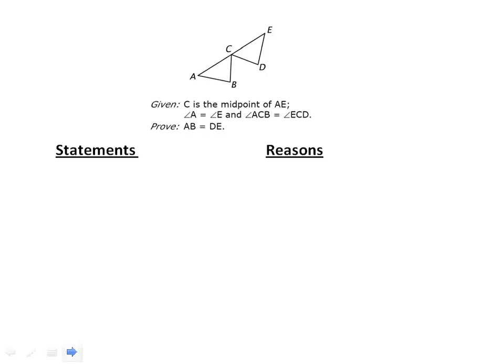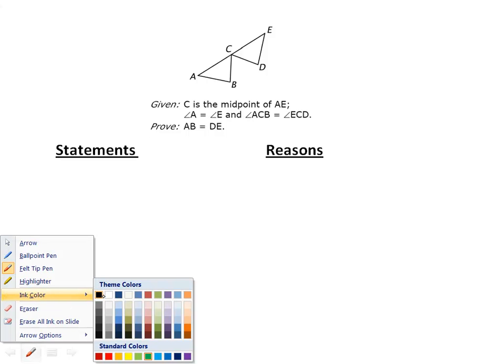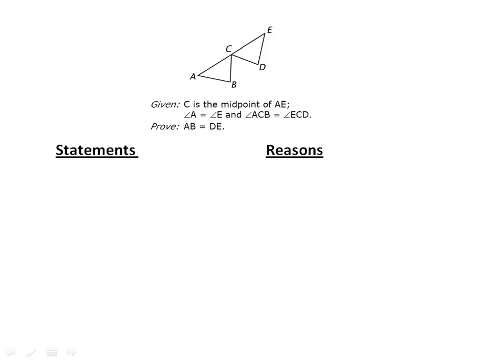All right, given C is the midpoint of AE. Angle A equals angle E, and angle ACB equals angle ECD. Well, let's mark this figure up. Always start with that. Okay, so angle A equals angle E. I'm going to mark that. See, we already have that equality statement there, so we don't have to worry about that. We're just going to have to state it as a given.